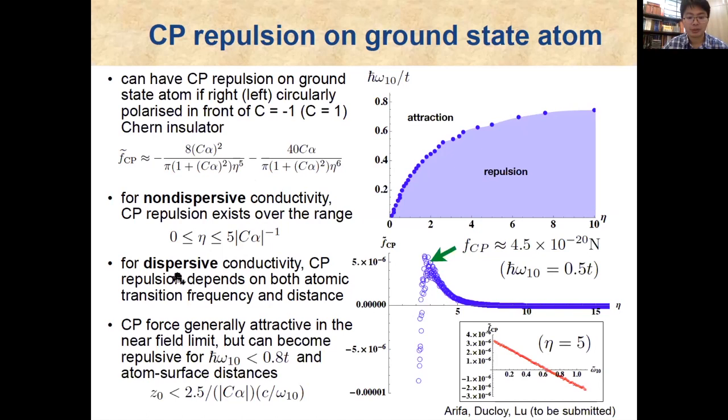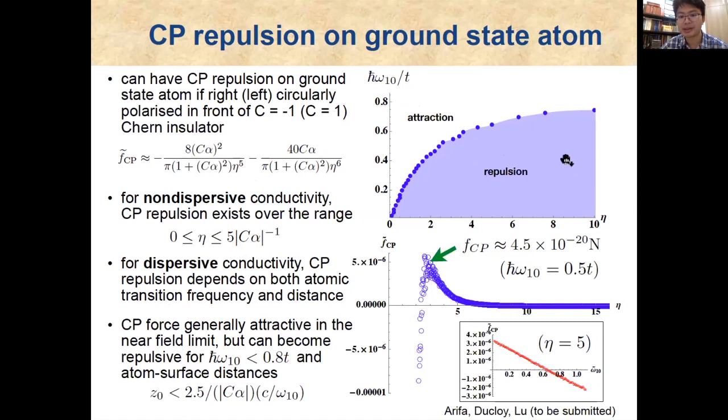So when we take into account dispersion effects in the conductivity, the Casimir-Polder repulsion can also depend on the atomic transition frequency, as we see from the following pseudo phase diagram. There are two regions, repulsion and attraction, and we see that repulsion is possible if the transition frequency is less than 0.8 T over h bar.